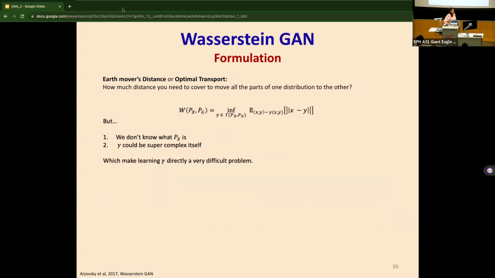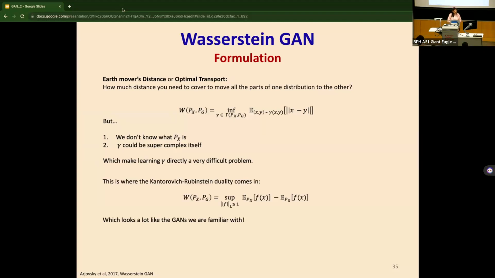So there are two problems with this. One is that px is just our input images, right? We do not really know what px is, the distribution. So how would we use that? And the other problem is that gamma itself could be very complex, right? We don't know how exactly or where exactly that particular x is going in that particular distribution. So this makes it a very, very difficult problem.